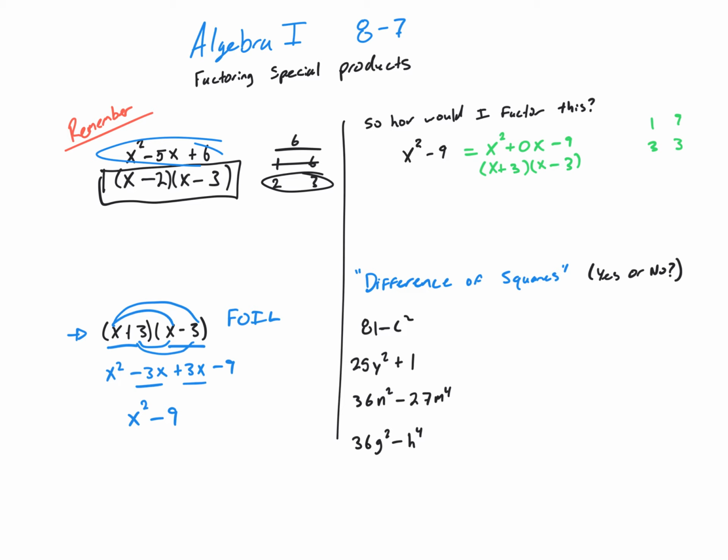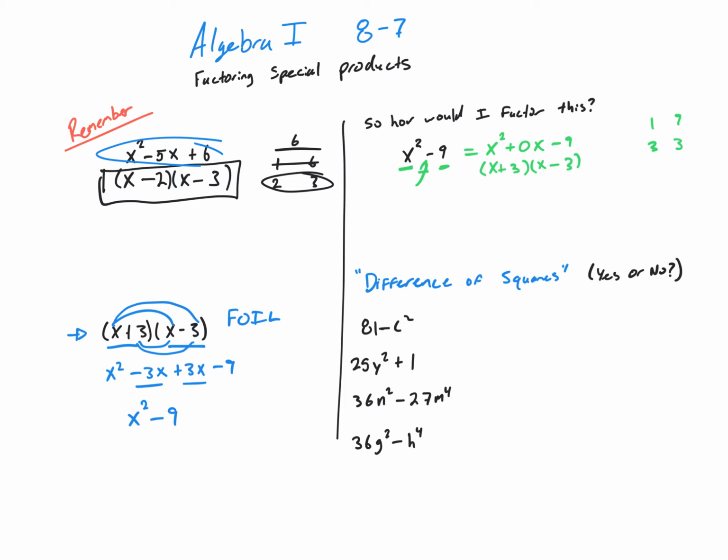Now hopefully we can start to recognize this is a perfect square because x times x gives me that x squared. And this is a perfect square because 3 times 3 gives me 9. And they are subtracting. And that brings us to the title of this special case, difference, meaning subtraction, of squares. So this is a perfect square, that's a perfect square. So let's just look at these real quick.